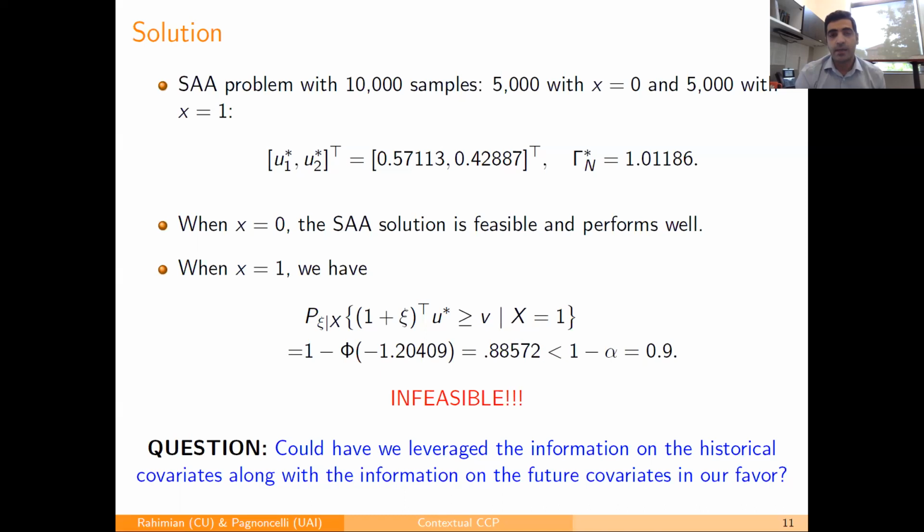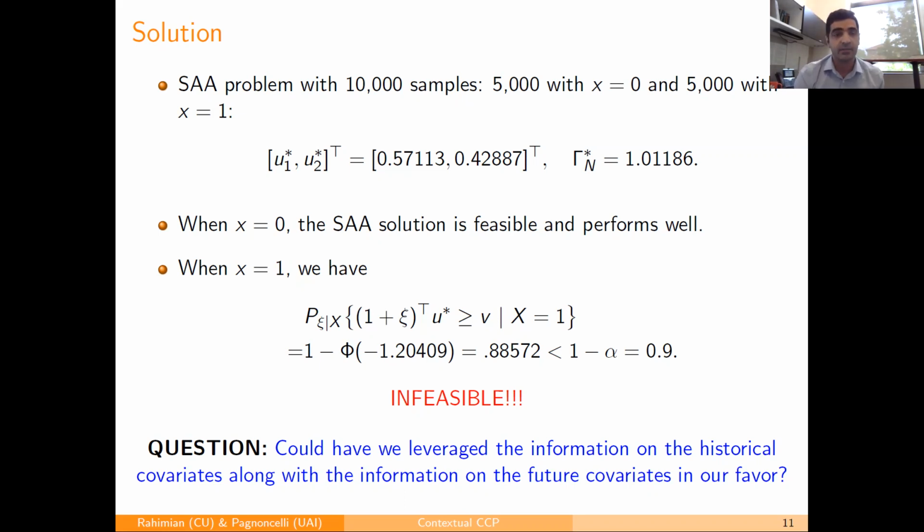Why don't you solve the case when x is equal to 0, this contextual problem, by only focusing on the half of the samples that have x equal to 0 attached to them, and do your optimization problem conditional on this x equal to 0. You would have a SAA using 5,000 samples, and you come up with some solution.